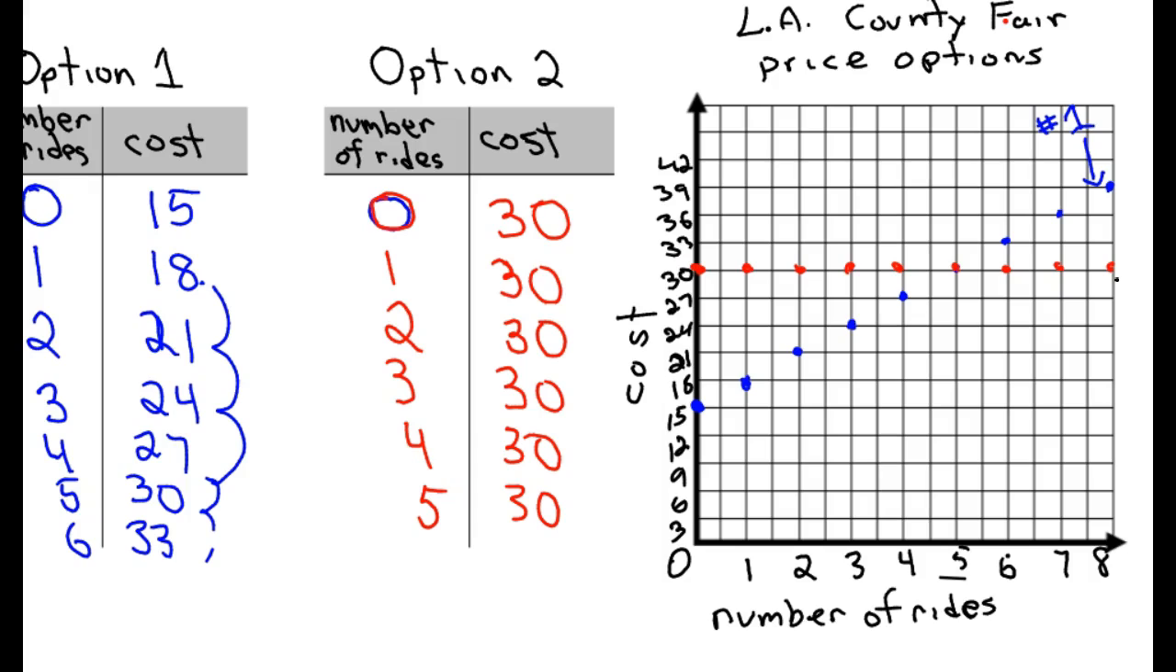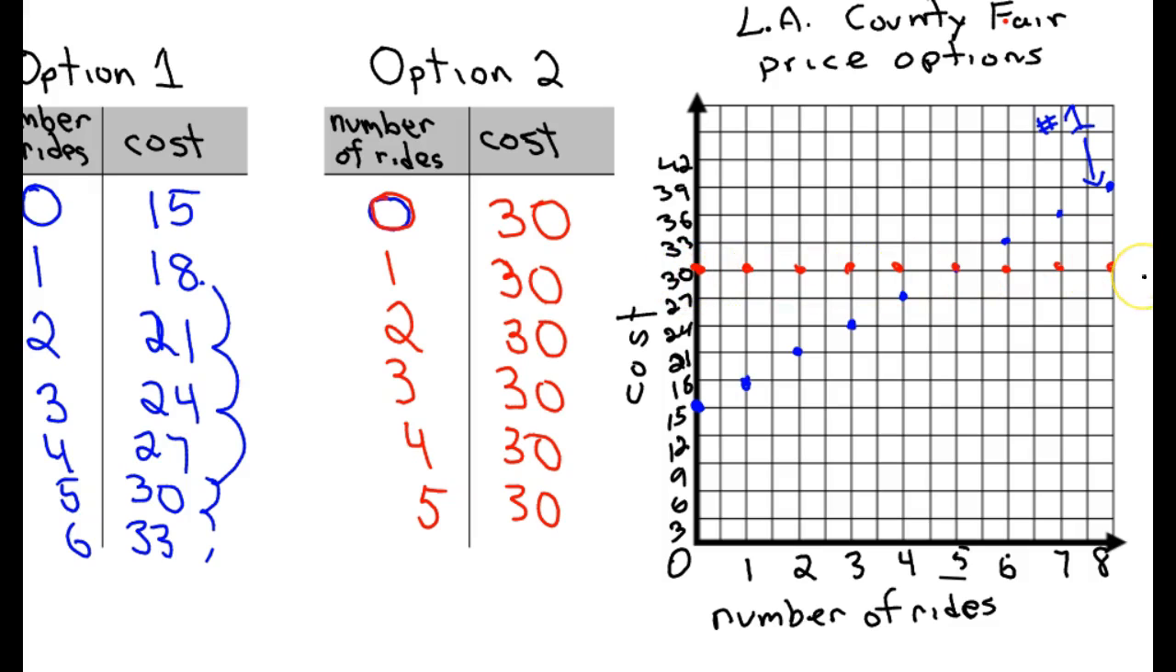And is it possible, when you say discrete, you're looking at the x variable and asking yourself, is it possible to do a fraction of one of these? Is it possible to go on 2.5 rides or 4.75 rides? No. You can't go on a fraction of a ride at a fair. You're on the ride and you finish the ride. You went on a ride. That's it. So this is a discrete function, which means you don't want to connect it.